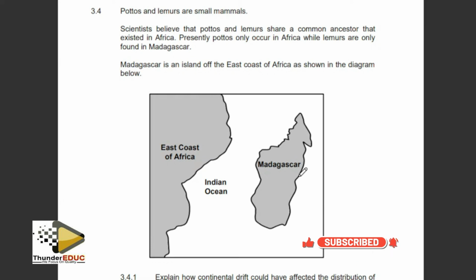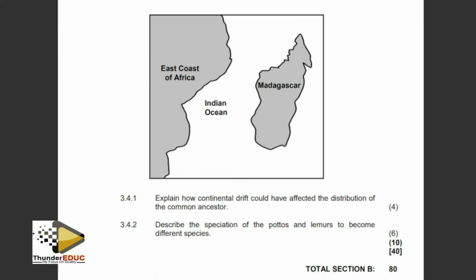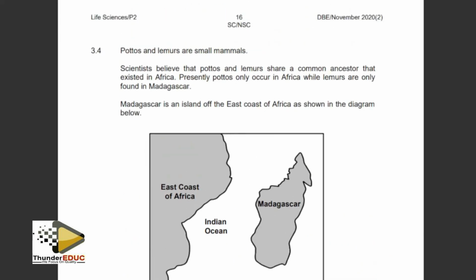Don't say that there was one population of potos and lemurs. They have not yet become potos and lemurs. So they have not yet become those new species. You have to start with what they started with. There was one population of these animals which shared a common ancestor. And then what happened? The population was divided into 2 subpopulations by a geographical barrier.